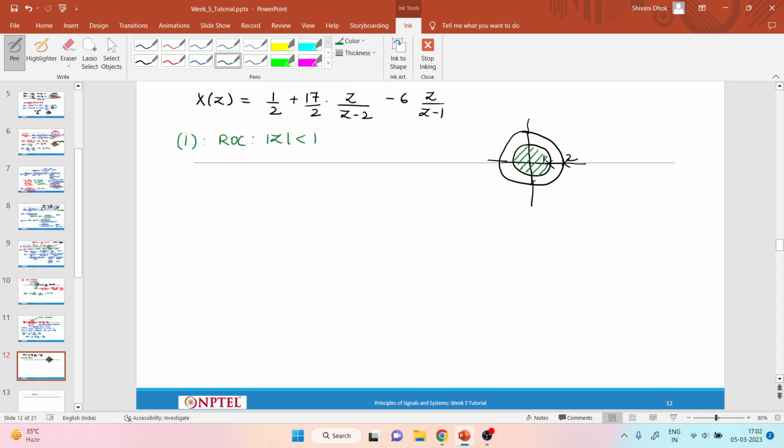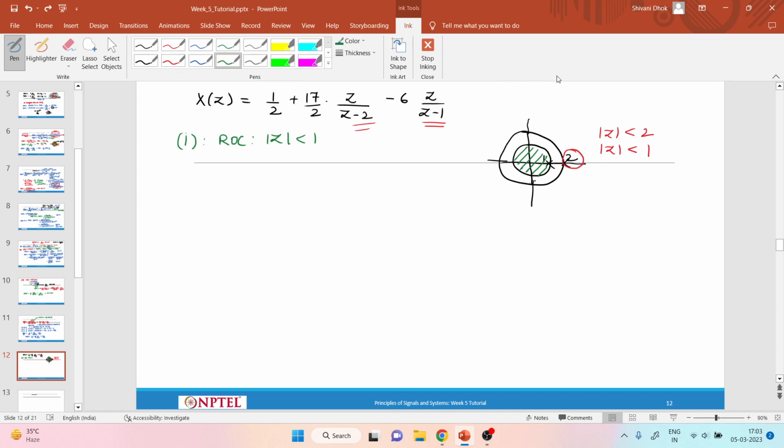It is interior to the innermost pole, and this can be obtained when the component corresponding to 2 is also giving an ROC which is interior. That is, for this case magnitude of Z is less than 2. Also magnitude of Z is less than 1. So this one will correspond to the case when magnitude of Z is less than 1, and this one will lead to the case when magnitude of Z is less than 2. And this 1 by 2 is a constant. This will only correspond to one unit impulse.